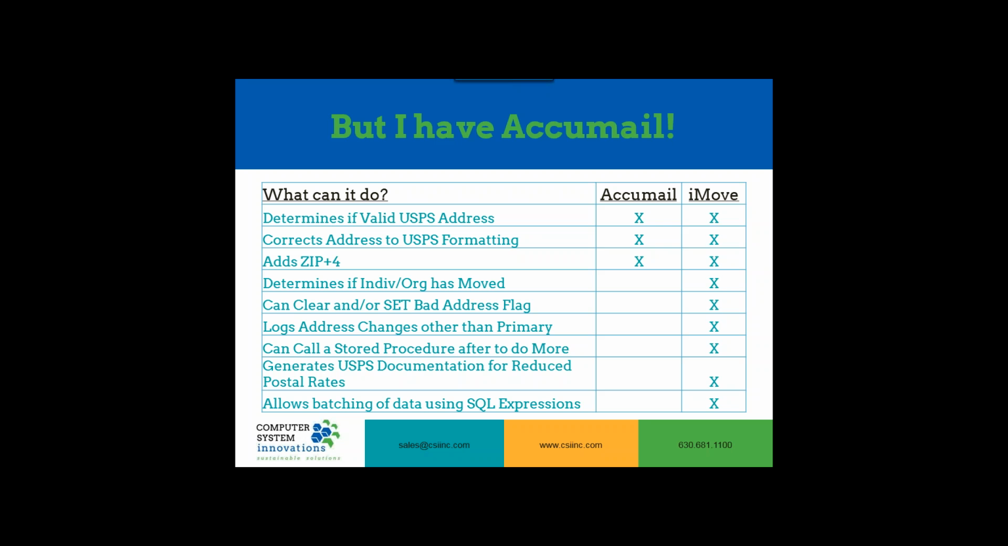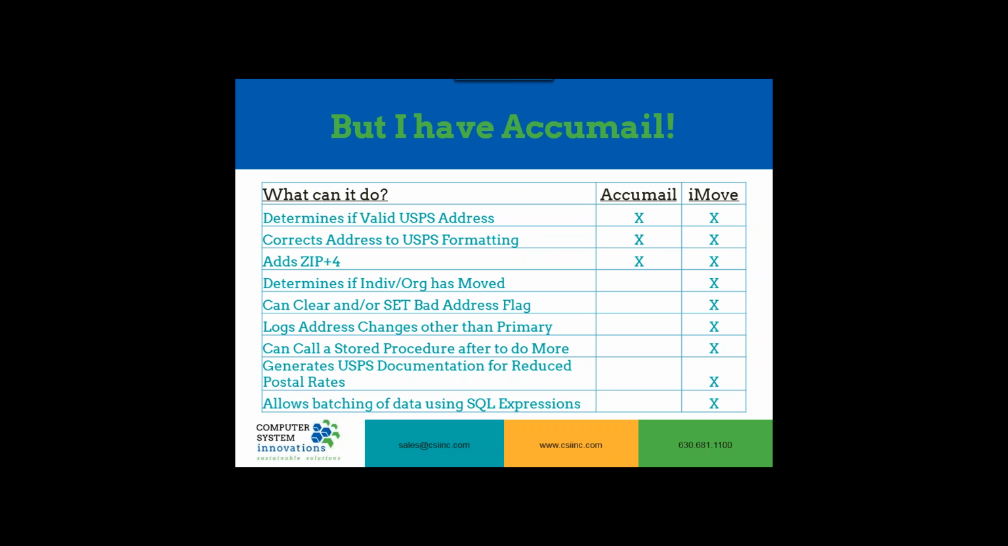And the great thing about iMove is it'll clear it and set it. So if it finds that a person has moved or has a bad address, it's going to tell you and set that flag. It'll change log any addresses that have changed, including addresses other than primary. The current version of iMIS only logs your primary address changing. This will log other ones as well. It can call a stored procedure after the move. What's kind of cool about that is that you might have a demographic field that is updated when you change an address, and you can do that with iMove as well.